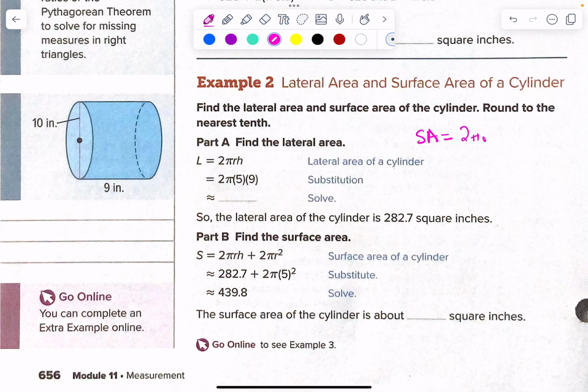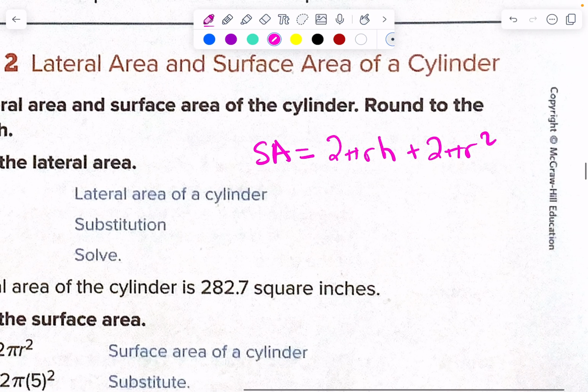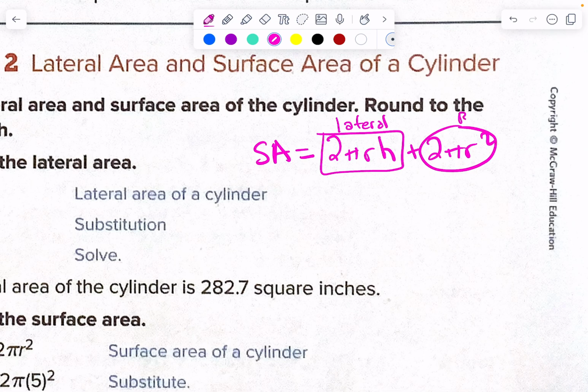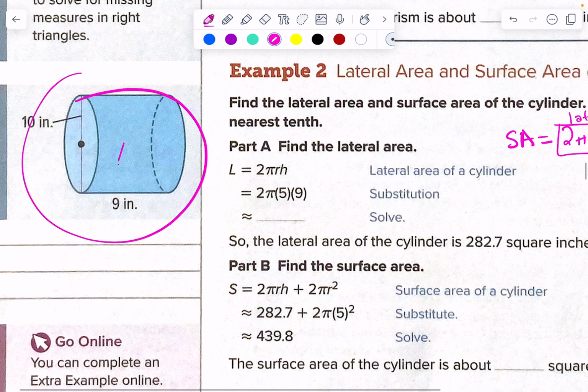2 pi r h plus 2 pi r squared. Okay, so we've got this part, which is the lateral surface area, and this part, which is the area of the bases. All right, so they want me to find the lateral surface area of this object.